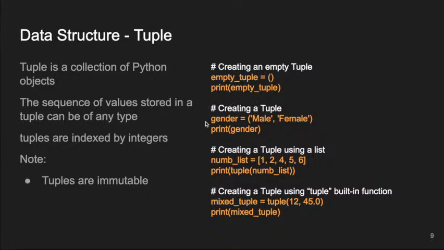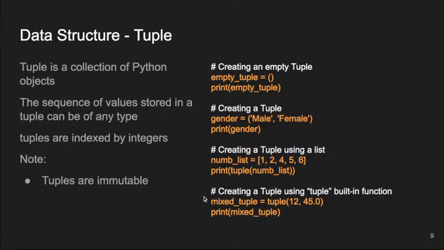Then you can also declare a tuple that has two string values. Basically, we've declared a list called num list. This list has 1, 2, 4, 5, 6, which are 5 different integer values. And then you can create a tuple out of it by just saying tuple, and then in brackets you pass the name of the list. So you can print this to see the tuple that you get. So from a list you can create a tuple using this tuple function.